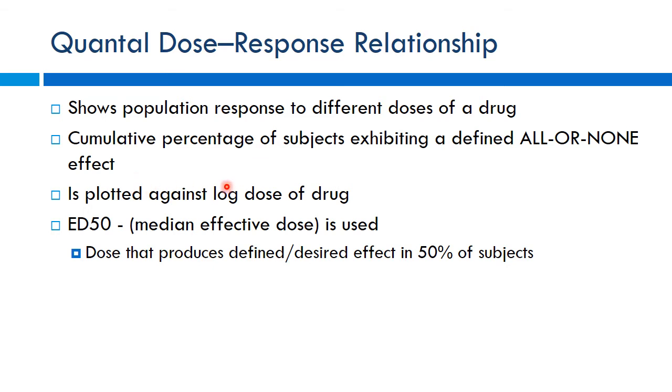So again, if you are plotting, you're going to look at the log of the dose of the drug, and then the ED50, or median effective dose, in the case of these quantal relationships, is basically when 50% of the people achieve whatever outcome you're looking at.